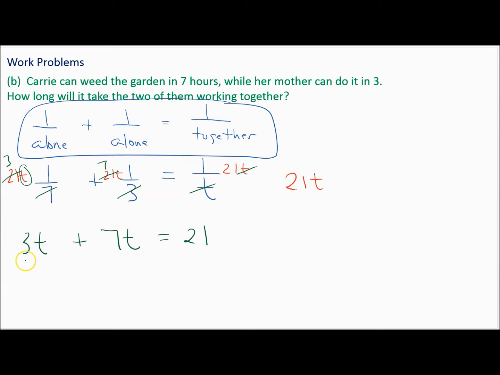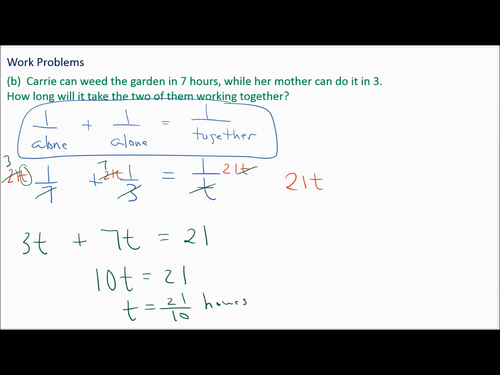You have 3t plus 7t is 10t, equal to 21. Divide both sides by 10, and t is 21/10 hours. Since we were originally given hours, our units are in hours. Now, what does that really mean? That's an acceptable answer as far as I'm concerned, but your problem might ask for a decimal, or it might ask for hours and minutes.